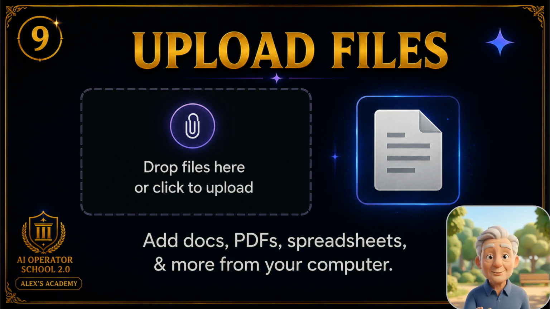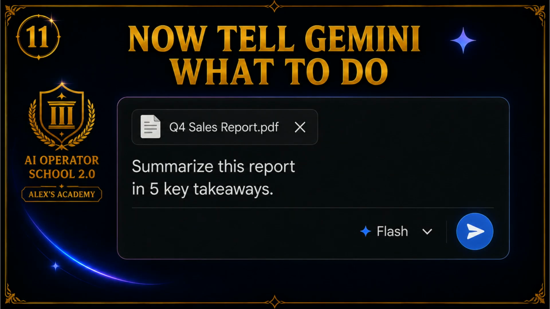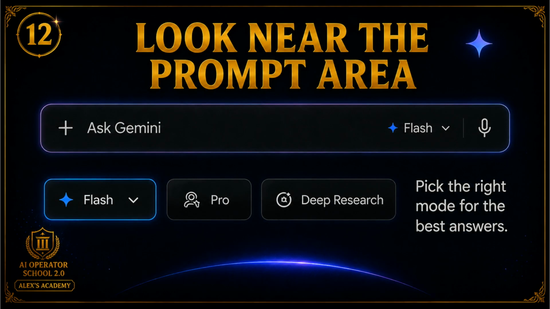You can add documents, PDFs, and spreadsheets. You can also bring in files directly from your Google Drive in seconds by selecting the Add from Drive option. Once you have attached your file, tell Gemini what to do, like asking it to summarize a report into key takeaways.